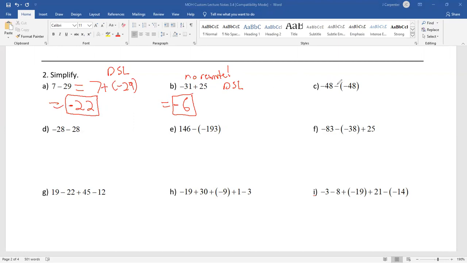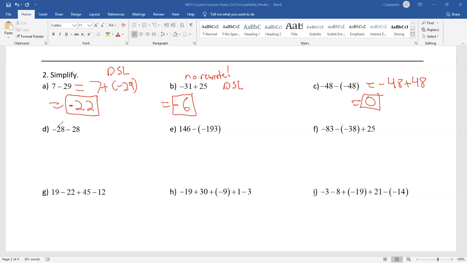C, negative 48 minus negative 48. We do need to do the rewrite because that's a subtraction. So that's going to be negative 48. Change the subtraction to an addition, then change the sign of the number after it. So this negative 48 at the end becomes a positive 48. This is adding opposites. Fourth time we've seen it. Adding opposites gives us 0.